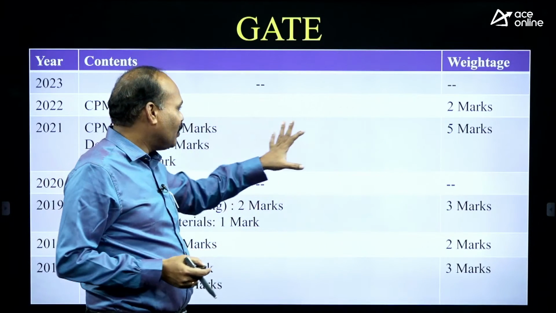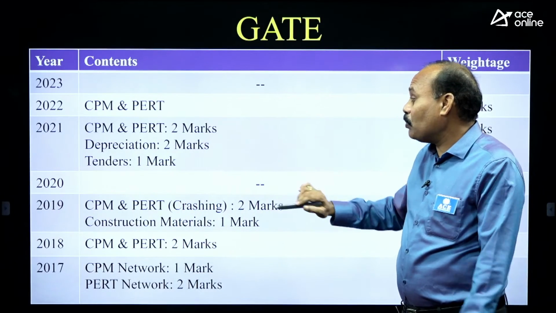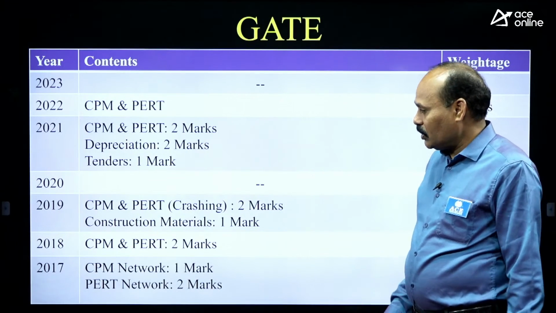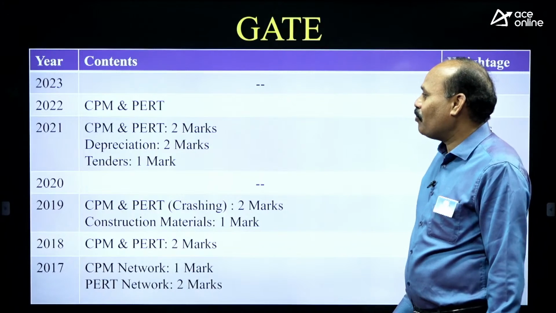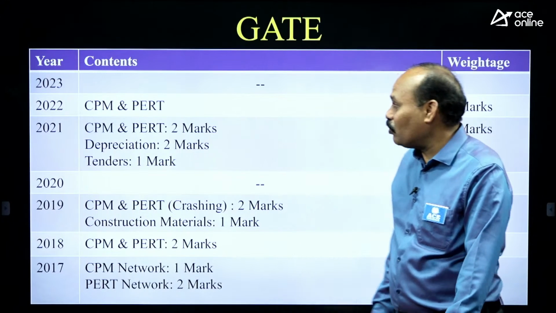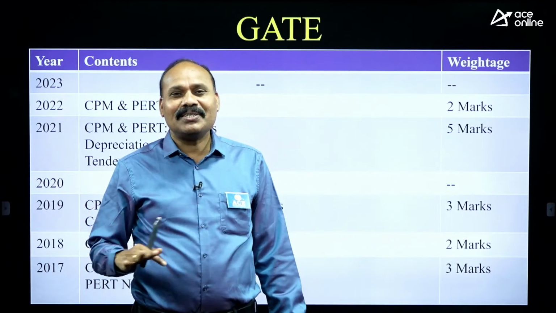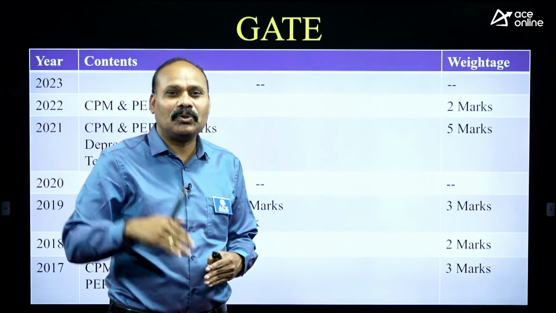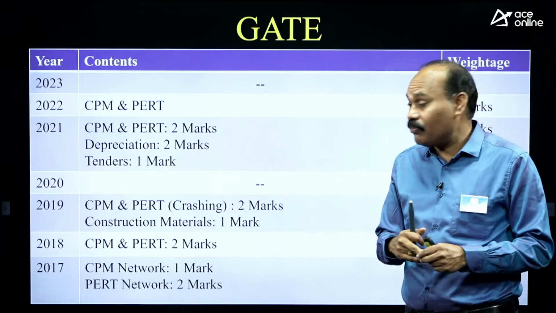So in 2021, 5 marks is great enough and easy questions. CPM and PERT 2 marks, depreciation 2 marks, tenders 1 mark. In 2020, there was no question. So no question in 2020 means people will underestimate this. But in 2021, we had almost 5 marks. In 2023, there was no question. So what is the guess now? In 2024, you may expect 2 to 3 marks. At least I'm not optimistic, but I'm not too pessimistic also. Just my guess could be 2 to 3 marks in GATE 2024. So I'm hoping you may get 2 marks in GATE 2024.